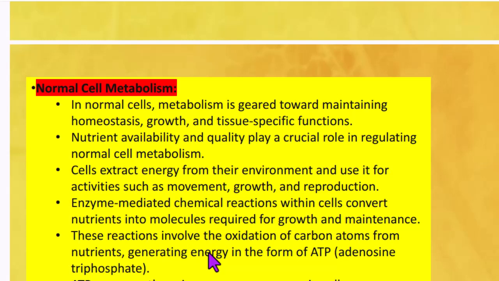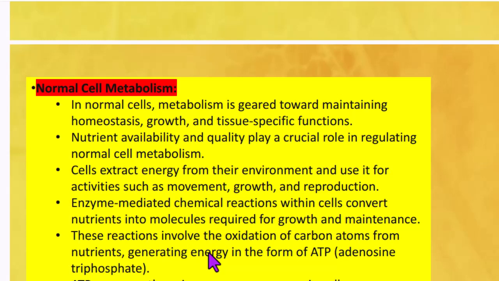In the normal cell, metabolism is geared toward maintaining homeostasis, growth, and tissue-specific functions. Nutrient availability and quality play a crucial role in regulating normal cell metabolism. Cells extract energy from their environment and use it for activities such as movement, growth, and reproduction. This process is enzyme mediated.